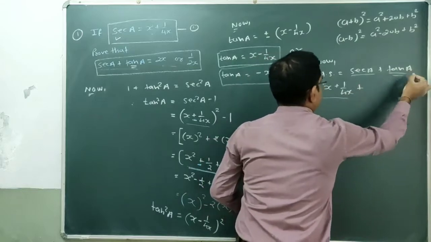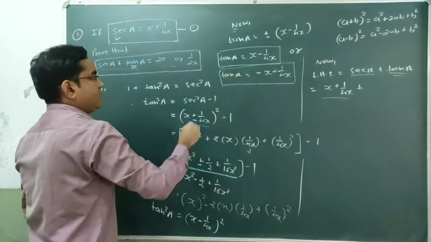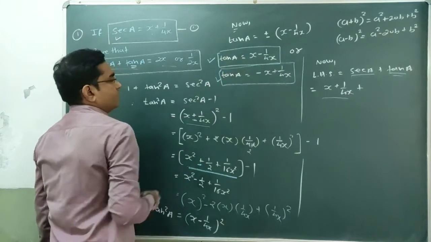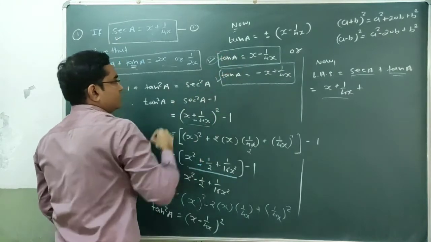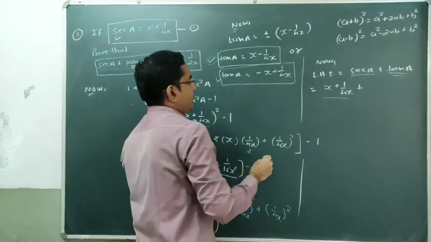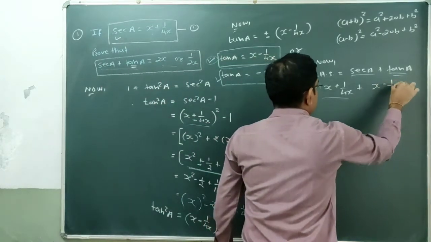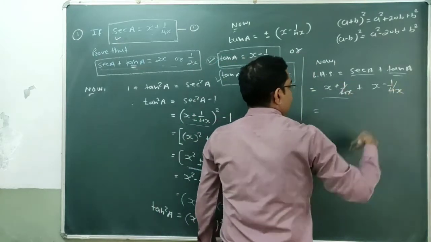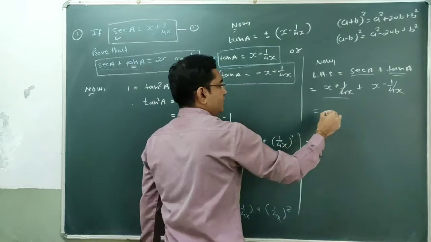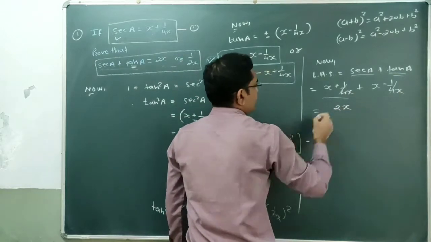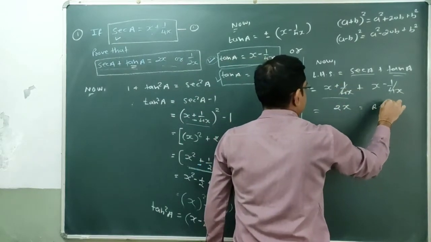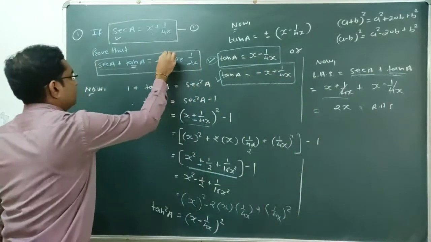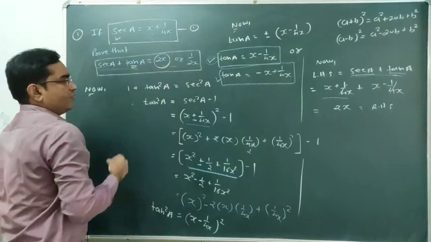Now what is the value of tan a? For the value of tan a, we have two options. Either we can use this one or this one. So first we try the first value, tan a equal to x minus 1 by 4x. In the simplification, plus 1 by 4x and minus 1 by 4x will cancel, so it will be 2x. So the value of sec a plus tan a will be 2x or 1 by 2x.